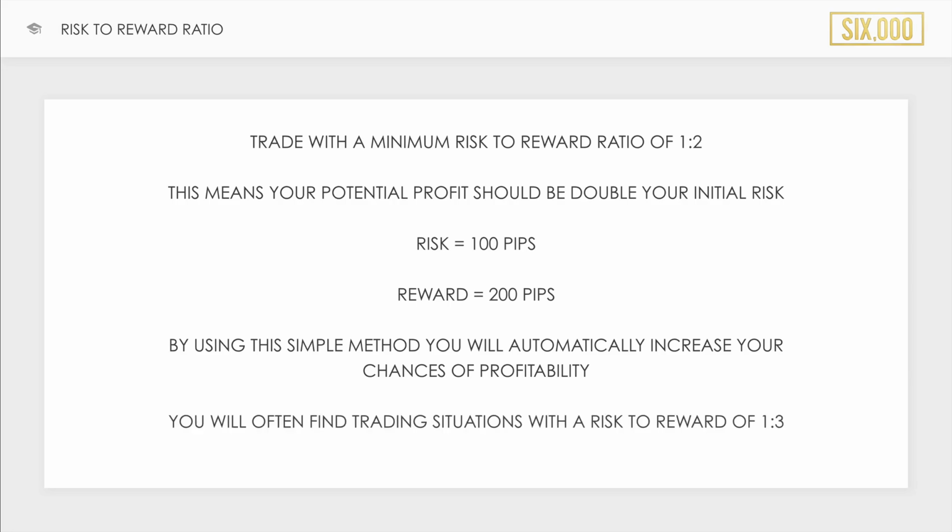And you will often find trading situations with a risk to reward ratio of 1 to 3. Now for harmonic patterns, the stop loss and take profit levels we use, which will be covered in part 2 of day 12, these situations offer automatically a 1 to 2 risk to reward. Now many of our patterns, such as the bat pattern for example, typically offer a 1 to 3.